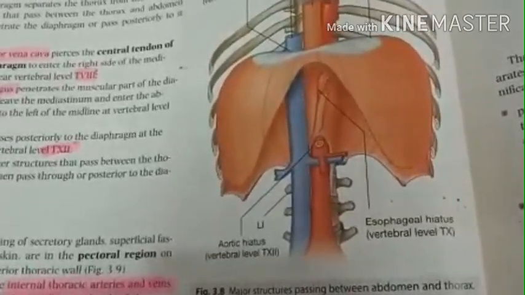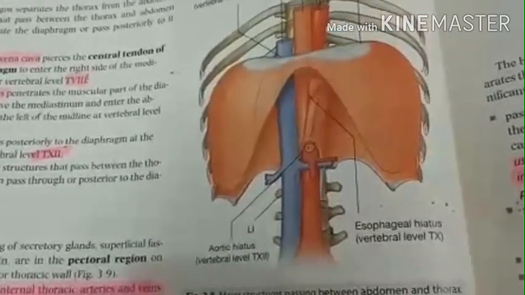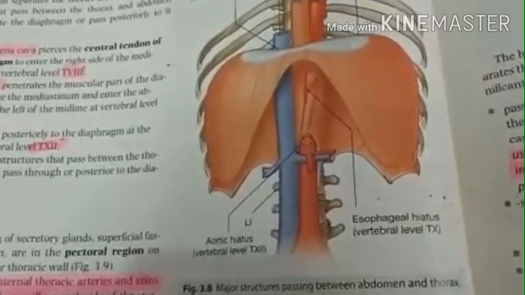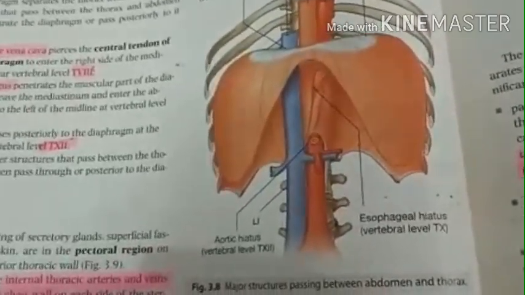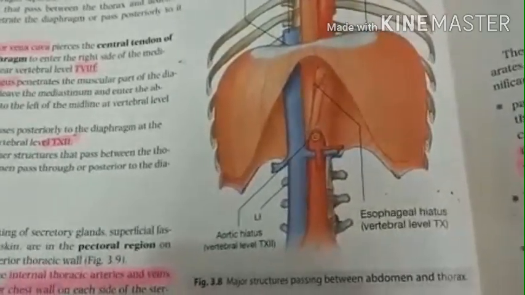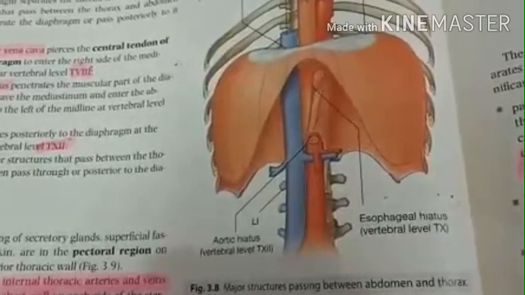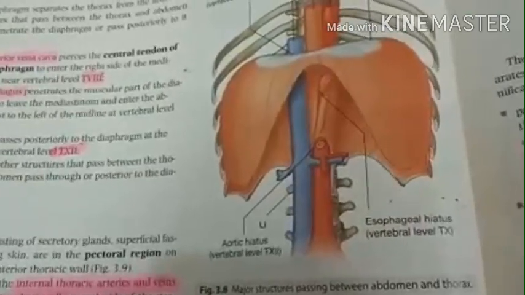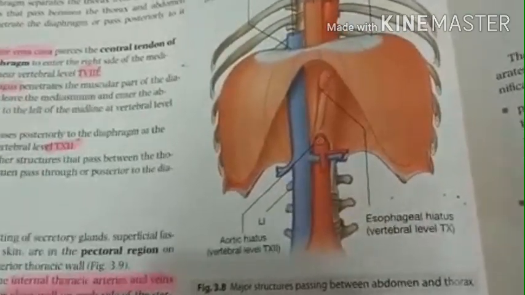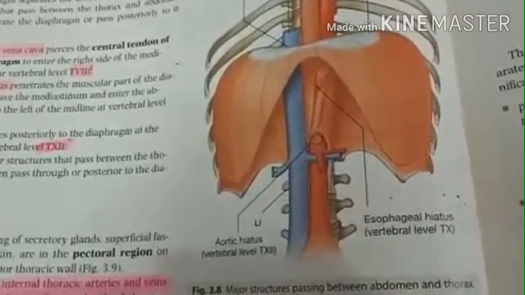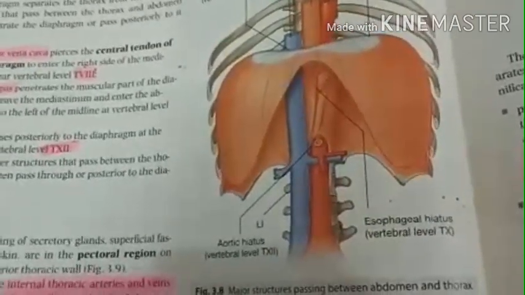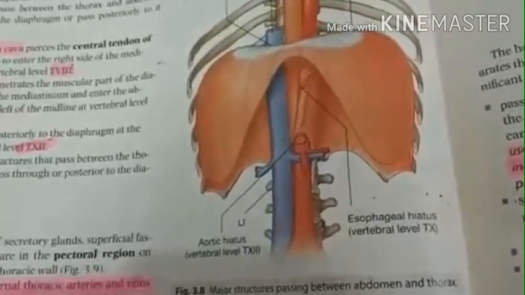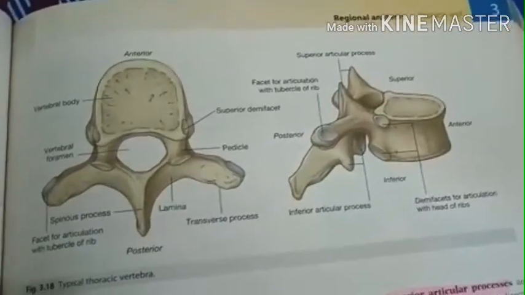The inferior vena cava pierces the central tendon of the diaphragm and enters the right side of the mediastinum near vertebra 8. Between the inferior vena cava and the aorta lies the esophagus, adjacent to vertebra 10. So the summary is that the aorta lies posteriorly, adjacent to vertebra 12. The inferior vena cava lies anteriorly, and the esophagus lies between the inferior vena cava and the aorta, adjacent to vertebra 10.